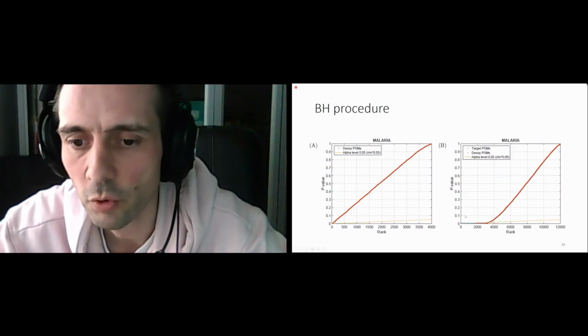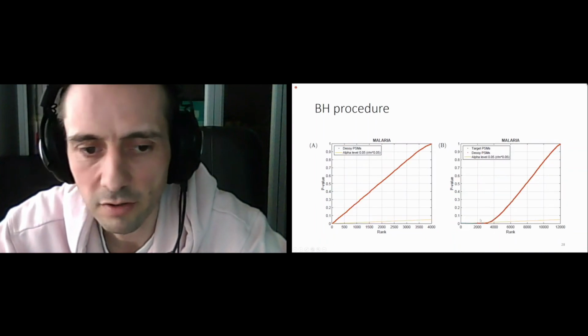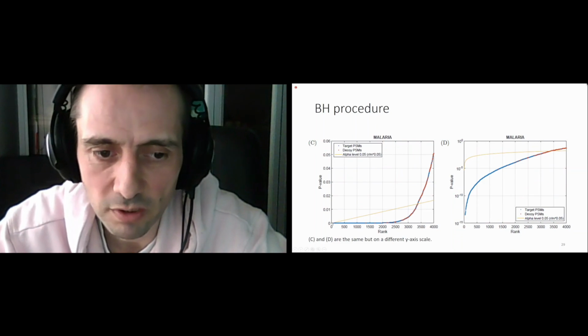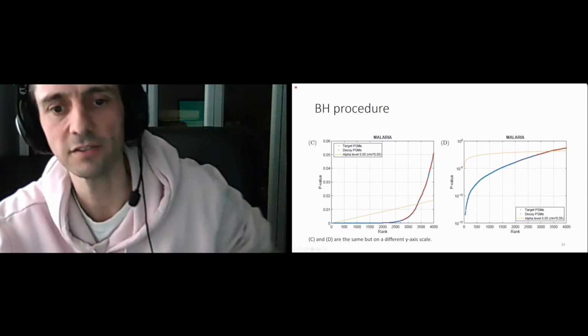Okay, now I'm going to zoom in on this part. This is the very same plot, just zoomed in on this part, and you can see that here we have the targets.